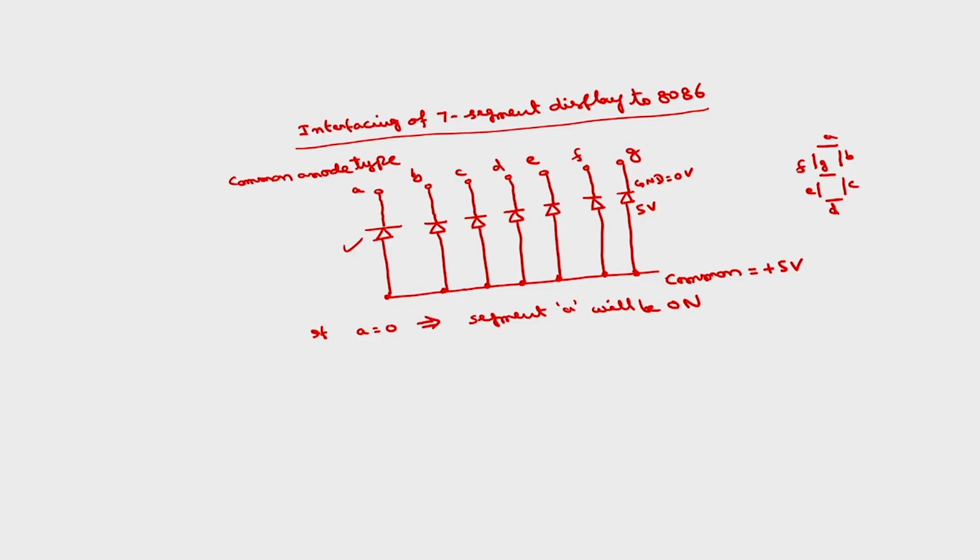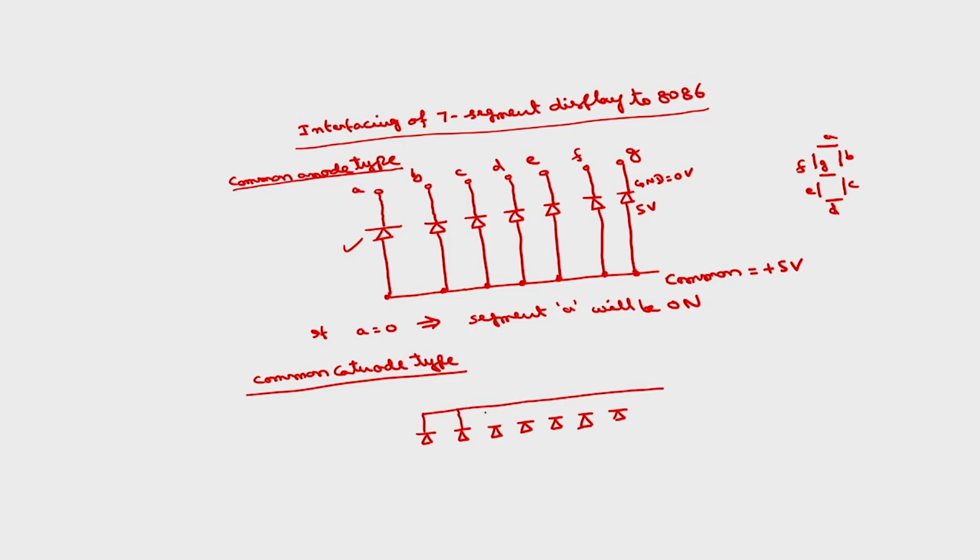In common cathode type, it is reverse. The common point is connected to all the cathodes. In case of common cathode type, all the cathodes will be connected together. So, all these cathodes will be connected to a common point, which has to be grounded. Then for the anodes, to glow a particular segment, you have to connect logic 1 or plus 5 volts.